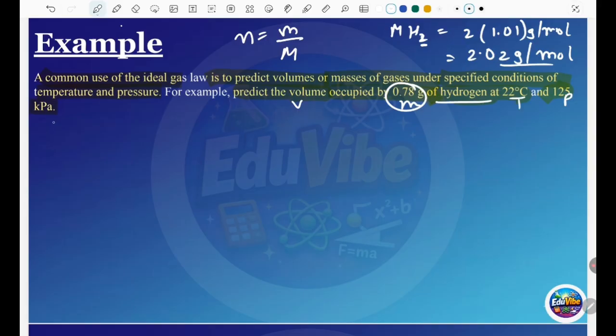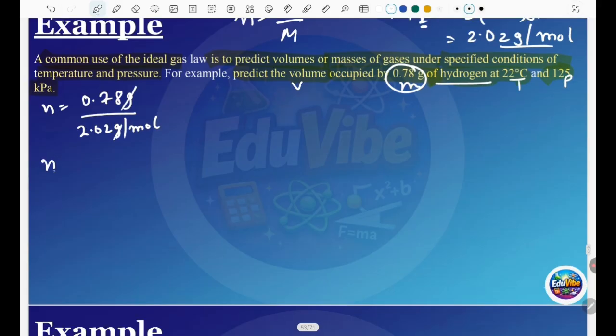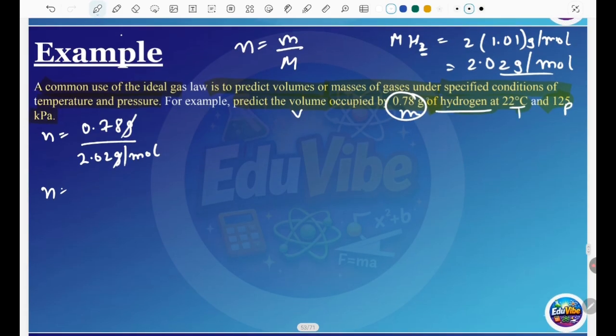You have a mass, so n is equal to 0.78 grams. Why should this mass be in grams? Because the grams will cancel out when you divide by 2.02 grams per mole, and you get the answer in moles. That's why I leave this in grams. So you get 0.3861. You have to use a non-rounded value in the formula, so I left it like this.